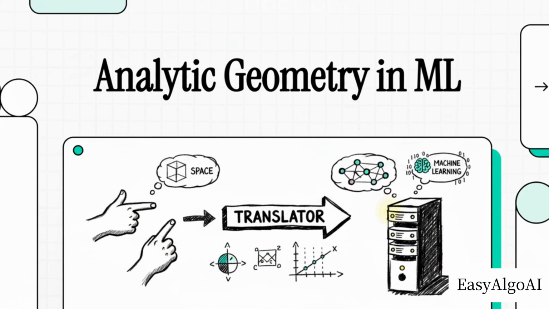Welcome to this explainer. Today, we're demystifying something super cool, how analytic geometry acts as the essential translator between our human intuition about physical space and the complex math that actually powers machine learning. If you've ever wondered how a computer fundamentally understands the relationships between abstract pieces of data, you are in the exact right place. Think about it for a second.